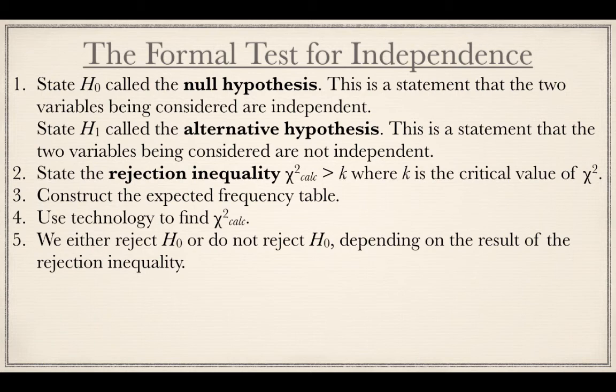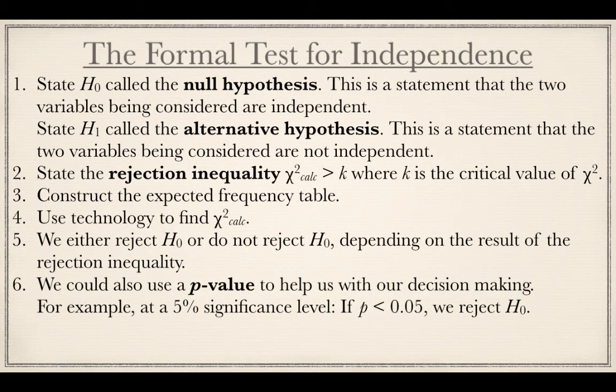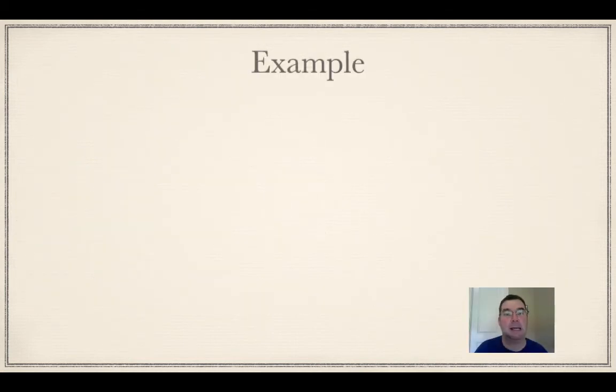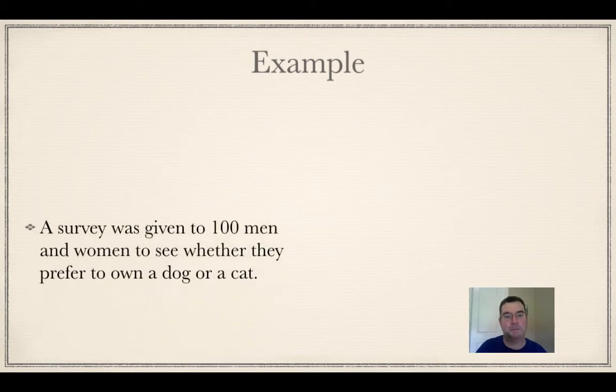Notice that I don't say that I accept my null hypothesis. I either reject it or I do not reject it. Okay, and step 6, we can also use the p-value from our calculator to help us decide. If we are at a 5% significance level, if I get a p-value that's less than 0.05, then I reject my null hypothesis. Okay, and if it's greater than 0.05, because again I'm dealing with a 5% significance level, then I do not reject my null hypothesis. All right, a lot of words. Let's go through an example.